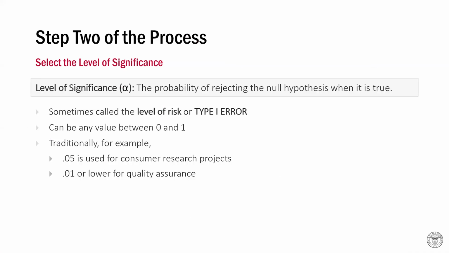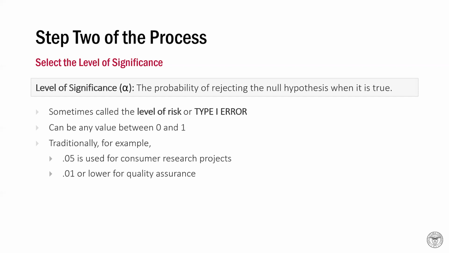The second step is to determine the level of significance. There's no one level of significance that is applied to all tests. The researchers must decide on the level of significance before formulating the decision rule or collecting the sample. It is the risk you take of rejecting the null hypothesis when it is really true. The level of significance is designated with the Greek letter alpha. It is also called the level of risk, or type 1 error, which can be any value between 0 and 1.